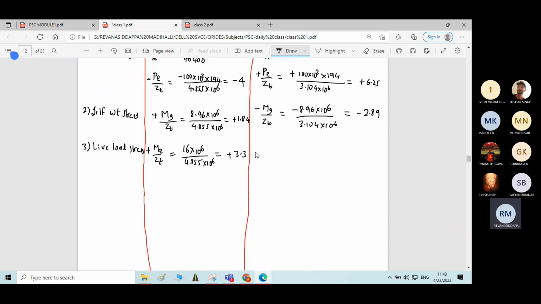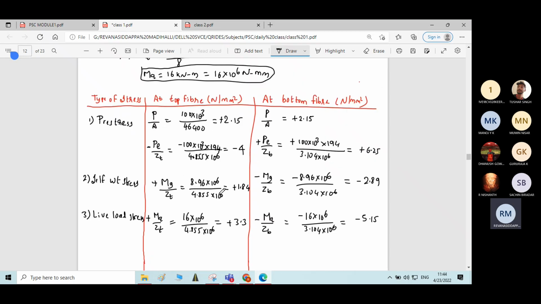Here minus Mq by ZB. Mq is minus 16 into 10 power 6 divided by ZB, which is 3.104 into 10 power 6. The corresponding answer is minus 5.15 Newton per mm square.